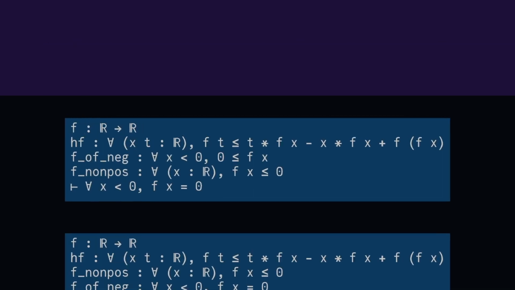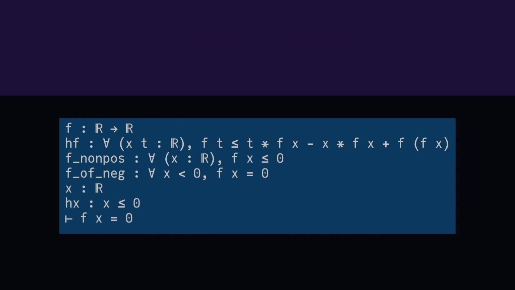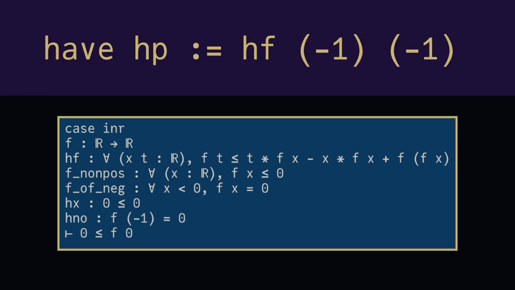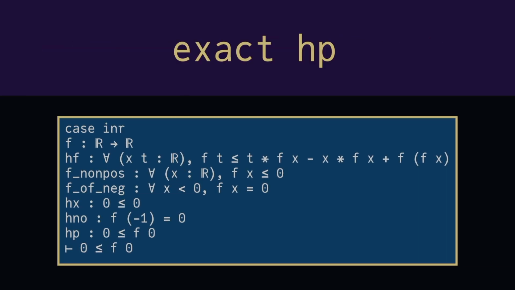Combining those facts yields that f of x is actually 0 for negative x. That leaves us with one last case to handle, when x is 0. Here we just need to choose the right arguments to plug into hf. It turns out -1, -1 does it. End of proof, end of video.